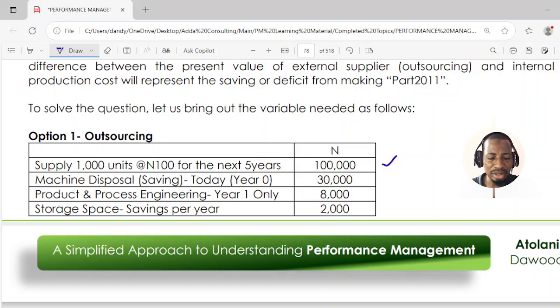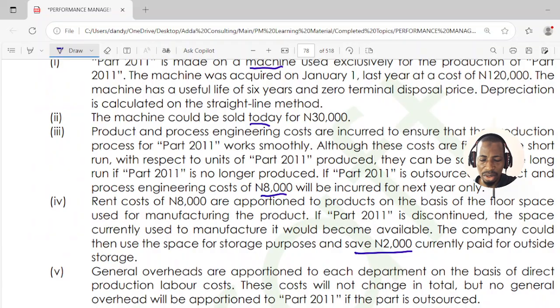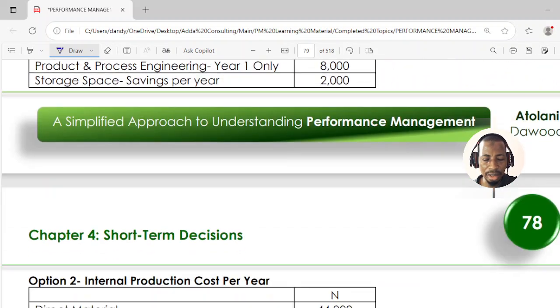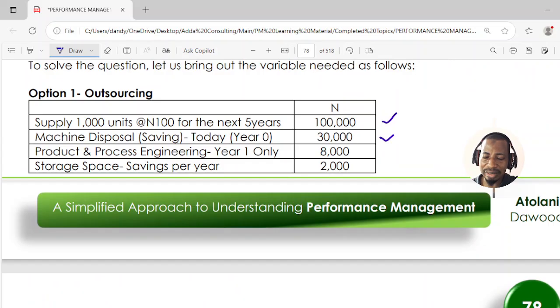The next one is machine disposal. Disposal value is a saving to an organization. We are told that the machine will be disposed of today at 30,000 naira. Today means year 0. Then the next one is product and process engineering cost. According to the question, if part 2011 is outsourced, product and process engineering cost of 8,000 naira will be incurred for next year only. So that is a relevant cost, and that's why you are seeing the 8,000 here.